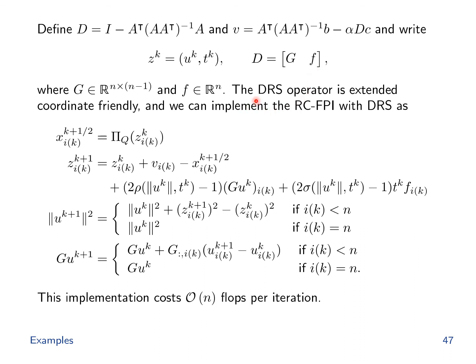Applying random coordinate DRS boils down to updating z_{i_k} at a low cost, and this requires calculating x_{i_k} as well as updating two maintained variables. The first maintained variable is the norm of u_k, and this norm can be maintained when i_k is chosen as one of the first n-1 components using this formula. Otherwise, u_k does not change because the update is applied to the t component. And similarly, we have to update the maintained variable G u_k. This implementation costs O(n) flops per iteration and is coordinate friendly.